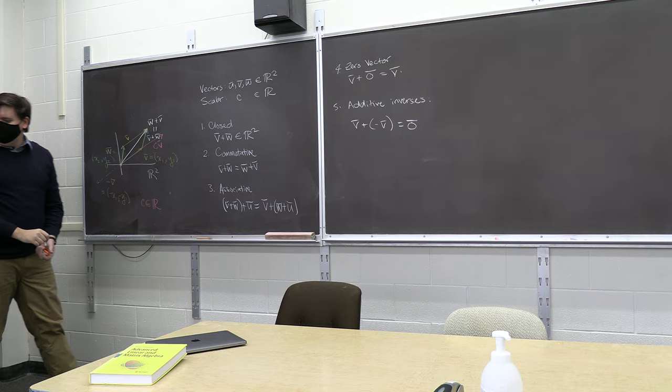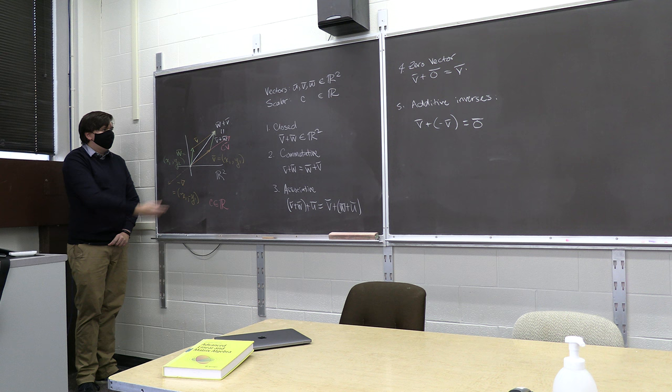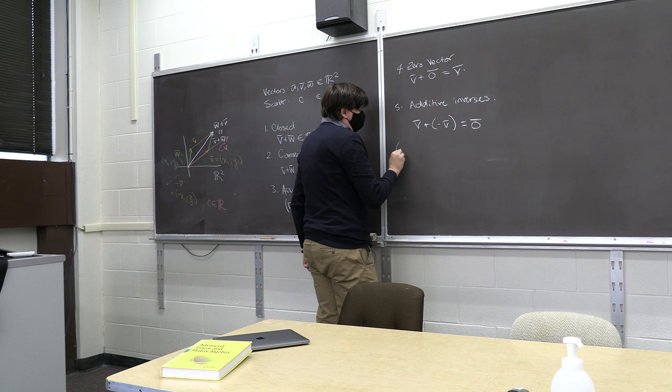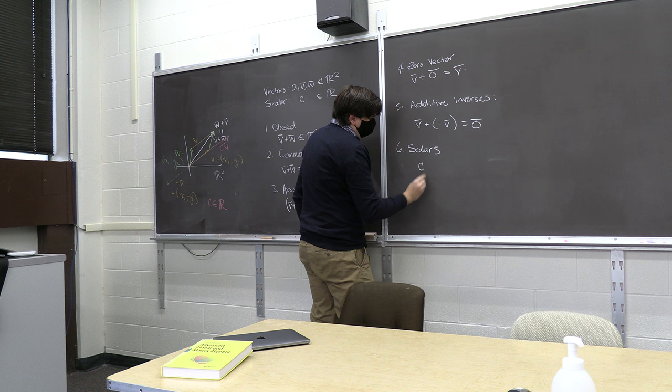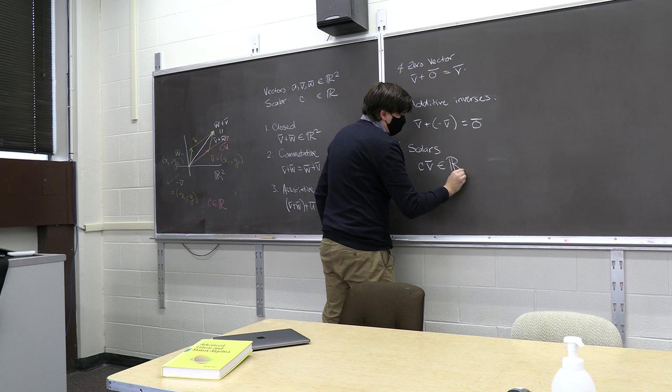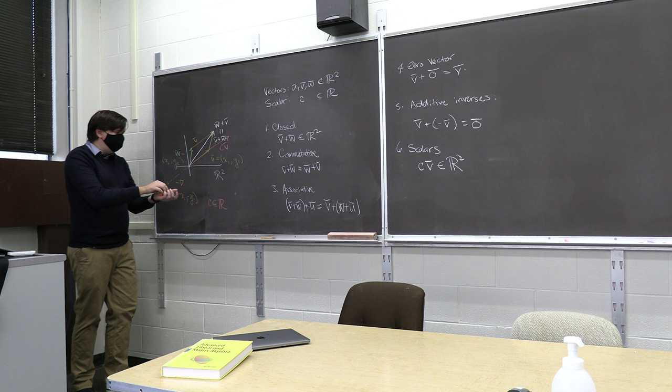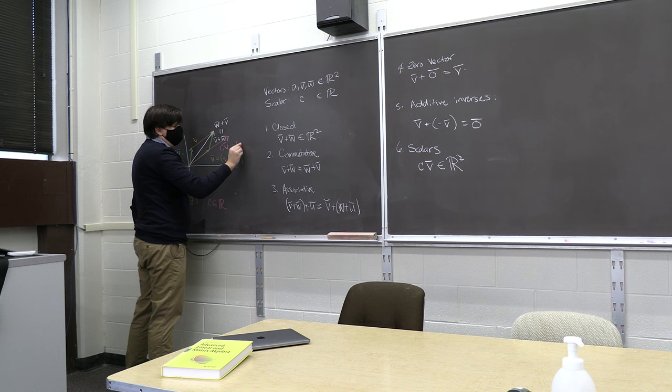And then we said it's not just about adding these vectors, but we can also scale the vectors. So our sixth property would be that we have these things called scalars, things that scale the vectors. So if we multiply some scalar by a vector, it's still a vector. It's still something in R2. Of course, we know how to do this in R2. To scale a vector by C, you just scale both of its coordinates by C.